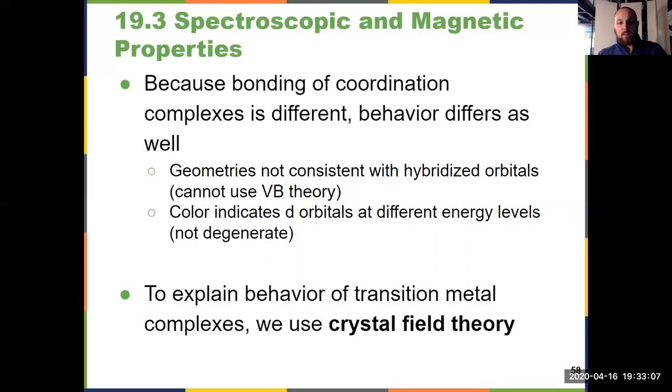And the fact that transition metal complexes are often colored, as we've referred to earlier, indicates that our d orbitals are at different energy levels. They're not degenerate, meaning it's not what we've said when it was oversimplified in the past, where all the d orbitals are at the same energy level, right? The color indicates that that's not the case. So to explain what's going on with coordination compounds, we use what's known as crystal field theory, or CFT.